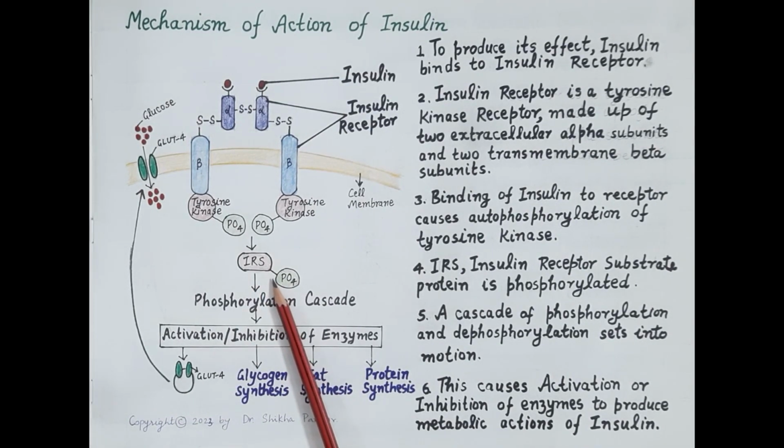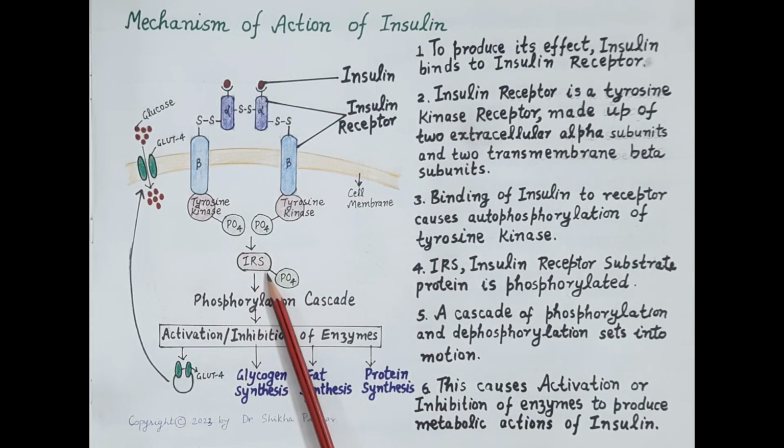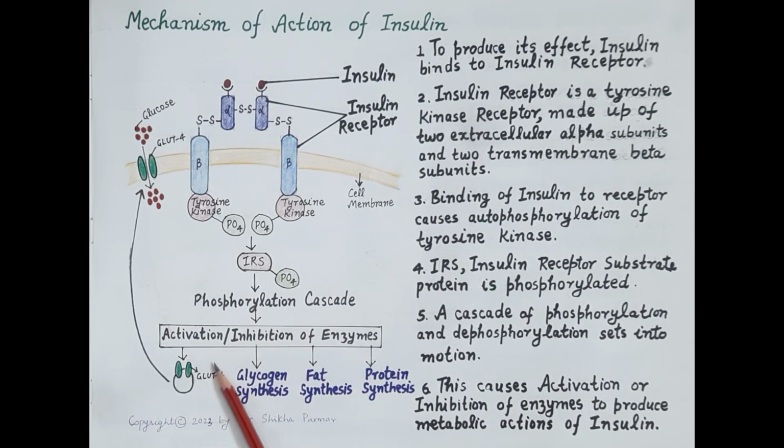Now, on phosphorylation, this IRS protein becomes active and in turn activates other proteins. So, a cascade of phosphorylation and dephosphorylation comes into motion. Now, this causes activation or inhibition of enzymes responsible for producing metabolic functions of insulin.